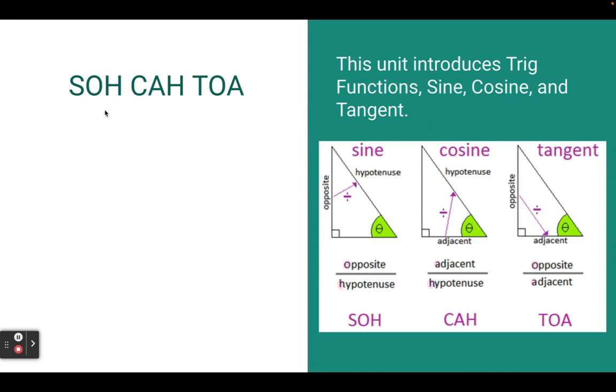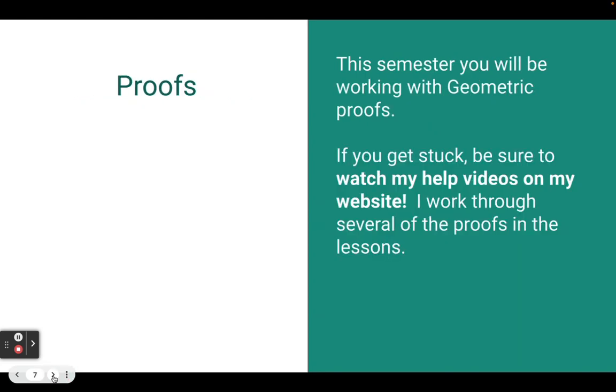And so one way that you're going to hear me talk about is SOHCAHTOA. It's just a way to remember how you find sine, cosine, and tangent. So opposite over hypotenuse, that's SOH. Cosine is adjacent over hypotenuse, and tangent is opposite over adjacent. So we'll get into more detail about that when we get to this unit, but that's kind of an introduction to what we're talking about with trig functions.